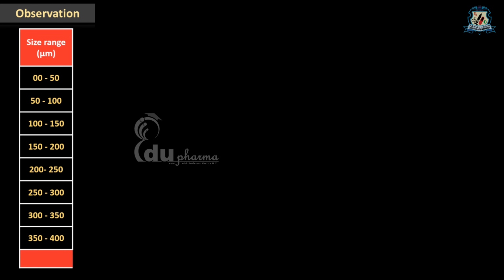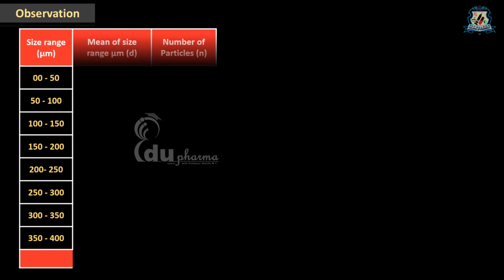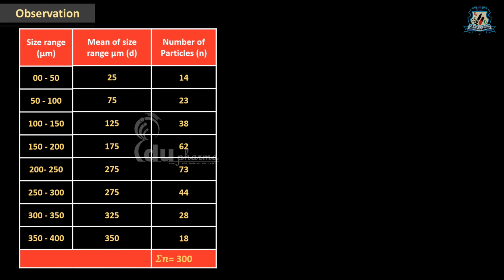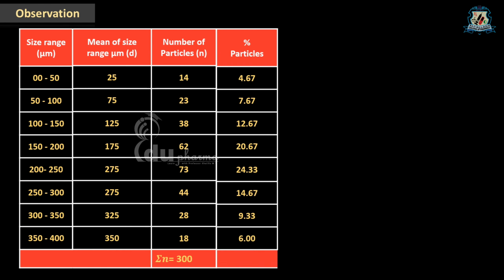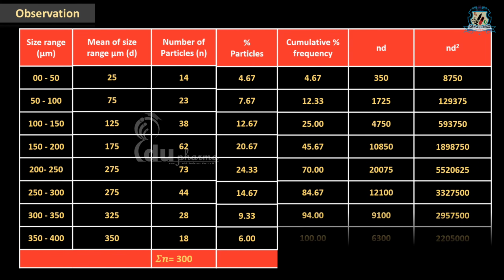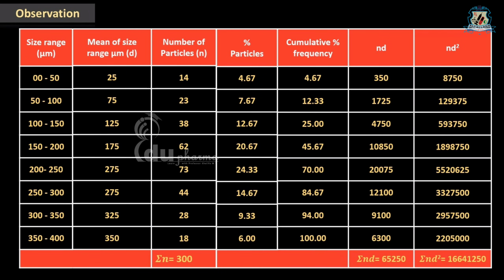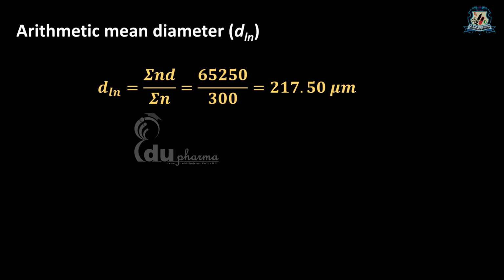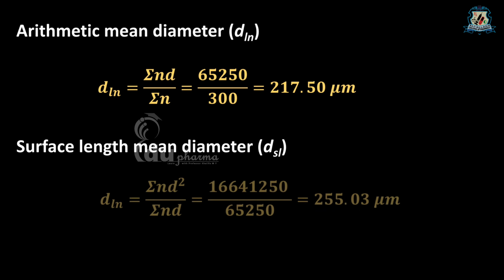In the observation table, the first column will be of size range and the second column will be the mean size. A counted number of particles should be written in the next column. Other columns can be plotted as shown in this table. Calculation and frequency distribution curve can be obtained from this data as discussed in the previous video of sieve analysis. The link for the video is given in the description box or you can find it somewhere here at the right top.